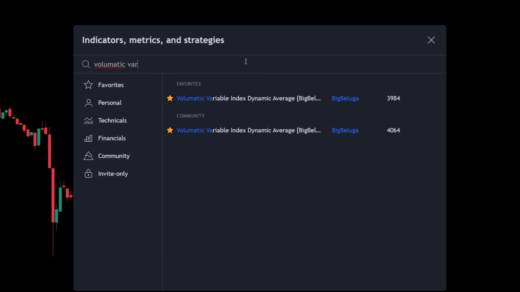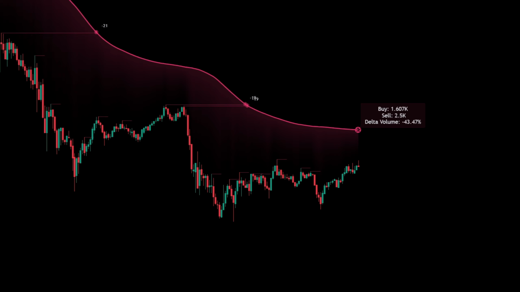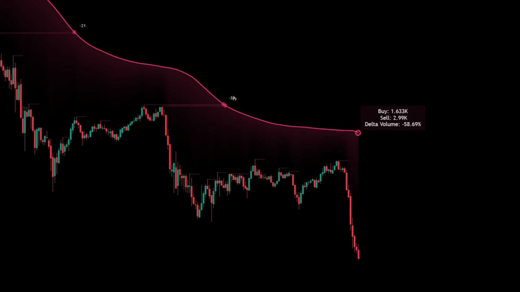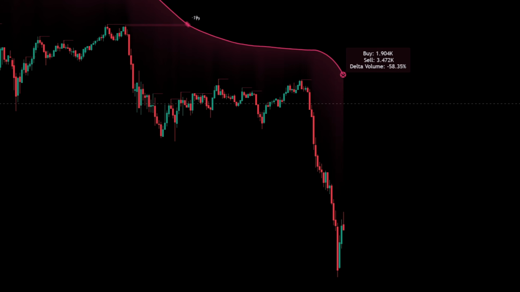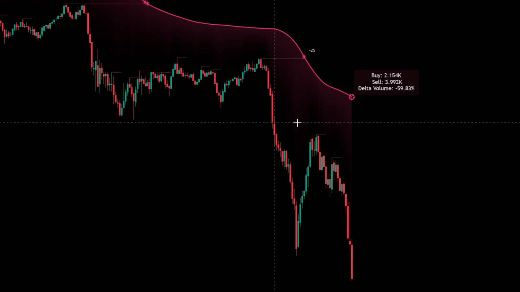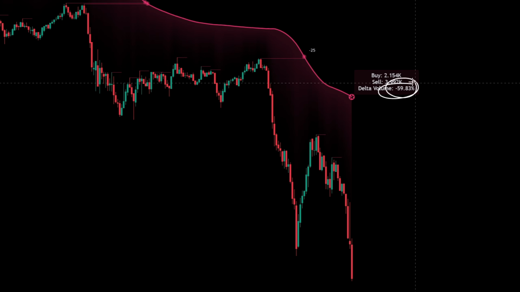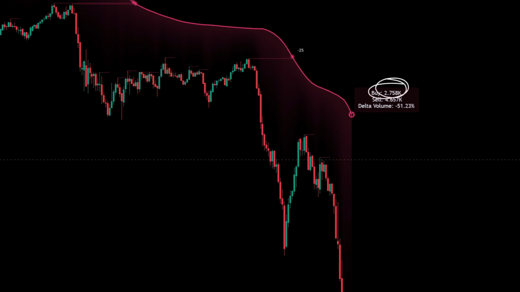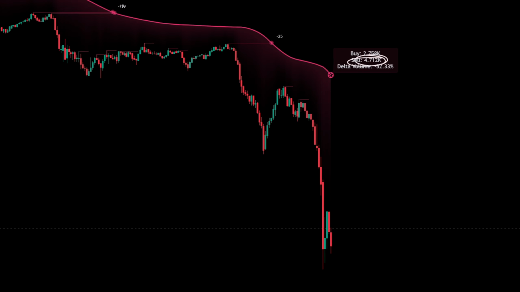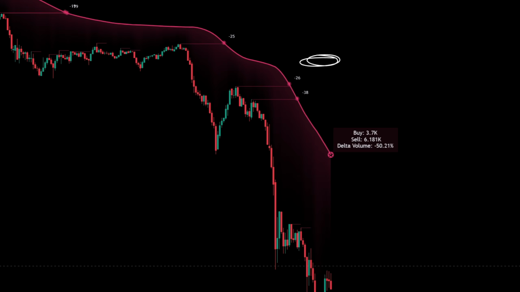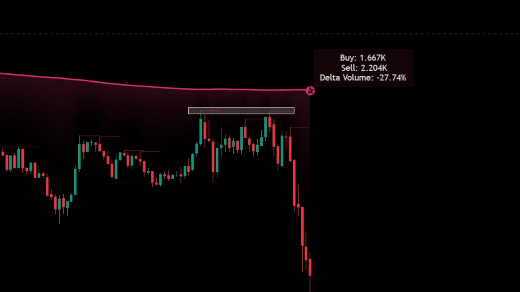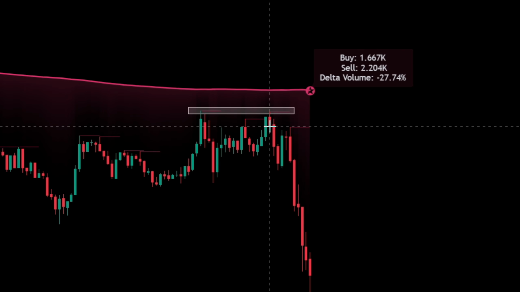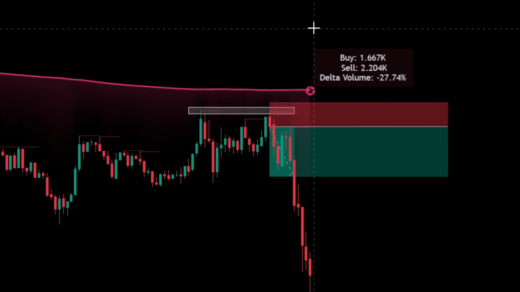It is the Volumetric Variable Index Dynamic Average by Big Beluga. It is a trend-following indicator and a tool that calculates and visualizes both the current trend and the corresponding buy and sell pressure within each trend phase. Using the Variable Index Dynamic Average as the core smoothing technique, this indicator also plots volume levels of lows and highs based on market structure pivot points, providing traders with key insights into price and volume dynamics.